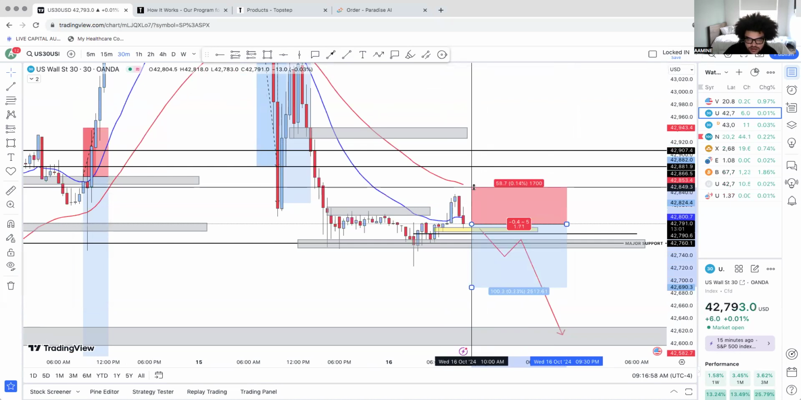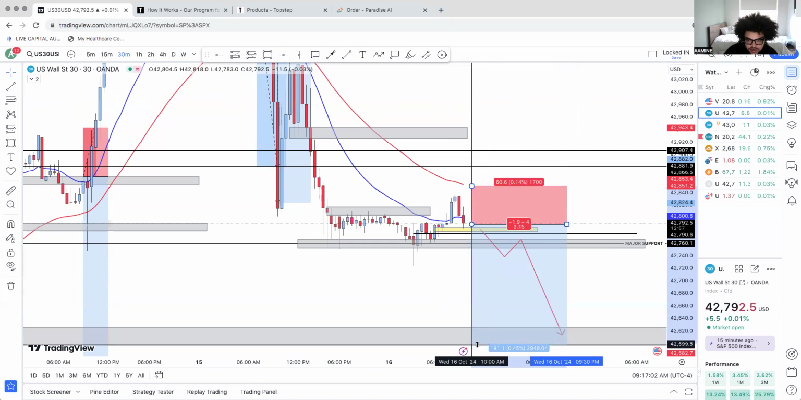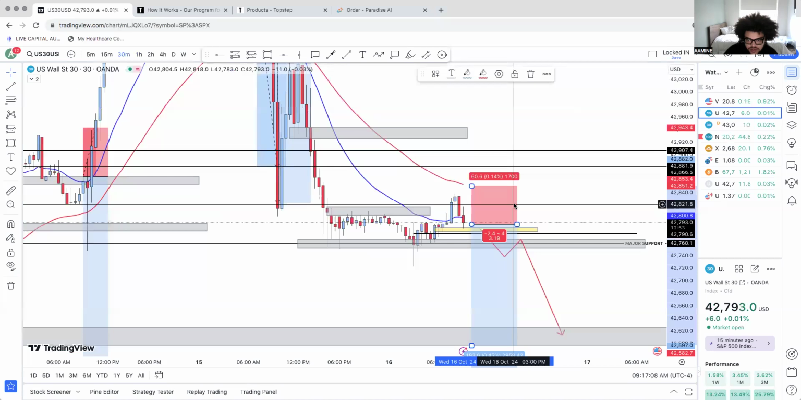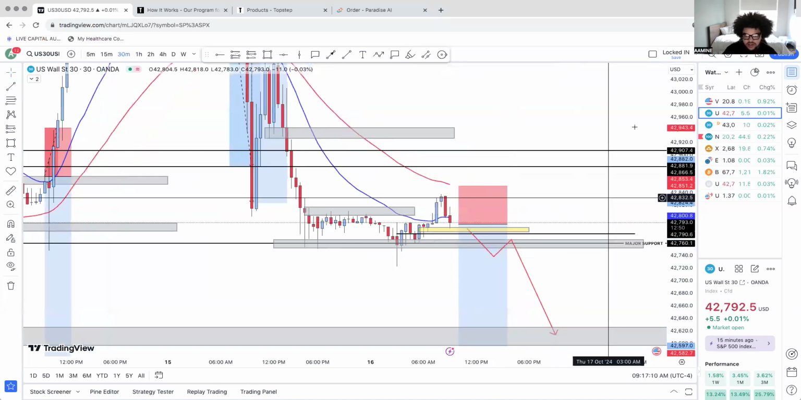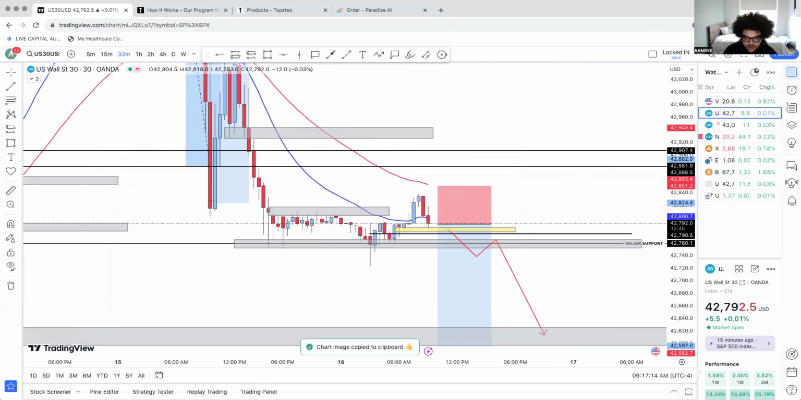We'll be risking about 60 points on this right here to make about 190. We're going to just go for 200 points today, right? So if we can get 200 points off this play, it would be great. And this play is all based on if we can get that close below structure.